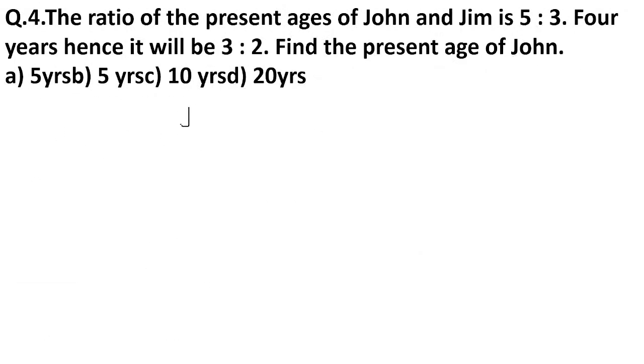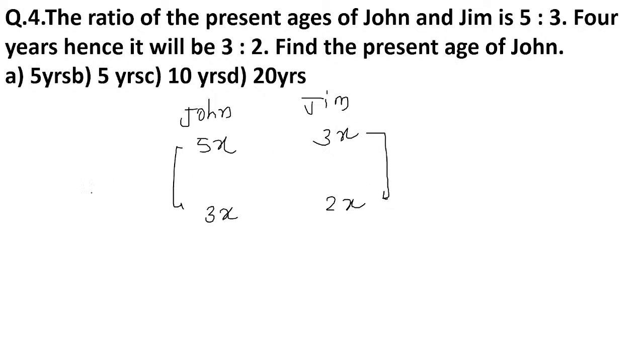where John's age was 5 and 3, this was the ratio of 5x and 3x. Okay. Later on, the ratio of their ages changed to 3:2, that is 3x and 2x, correct? But this increment happened in how many years, students? 4 years. That is, after 4 years, John's age changed from 5x to 3x, and Jim's age changed from 3x to 2x. Okay, 4 years on both the sides.